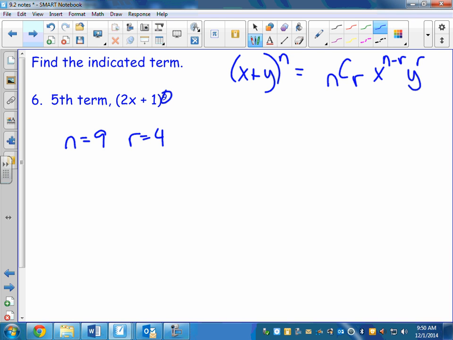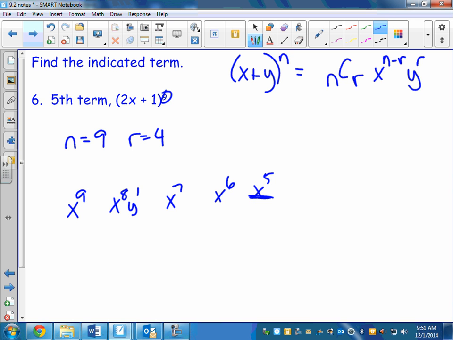Oliviero says 4. Do you agree with him? What do you know? Is the first term going to be x to the 9th? Yes. Then it would go x to the 8th, y to the 1st, right? So very quickly, could we say that the fifth term is going to be 9, 8, 7, 6, 5, right? So the power on x is going to be this. The power on y is always going to be this minus this.